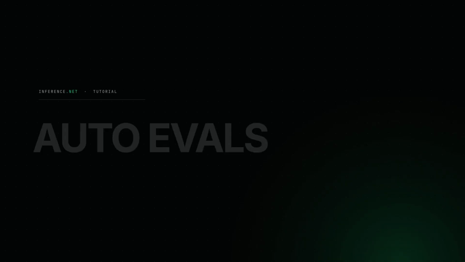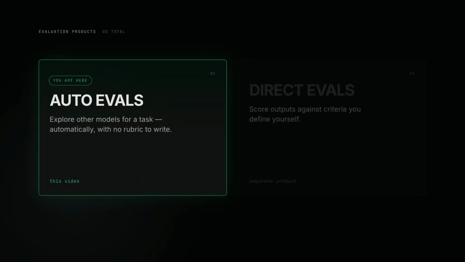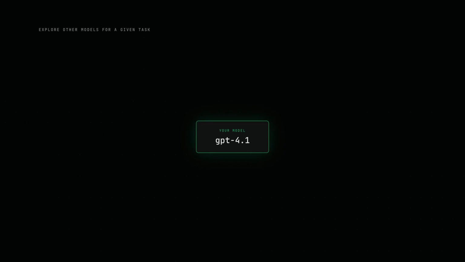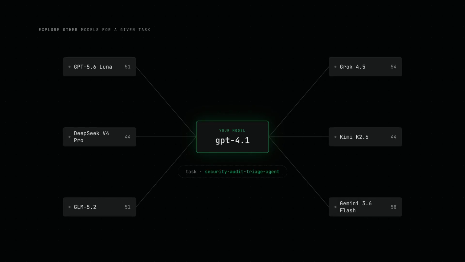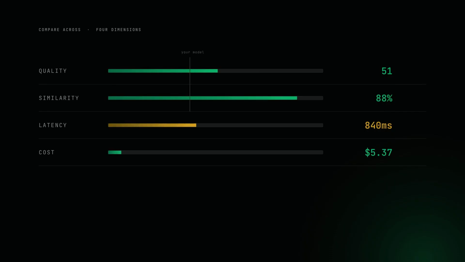Today, we're going to be going over the Auto Evals feature on Inference.net. This is one of our two current evaluation products, the other being Direct Evals, and it's essentially a way to explore other models for a given task. You can view how different models vary in quality, similarity to your currently used model, latency, and cost.